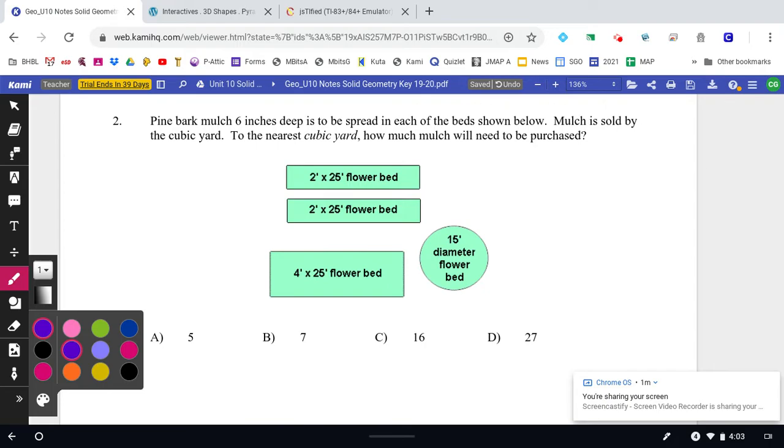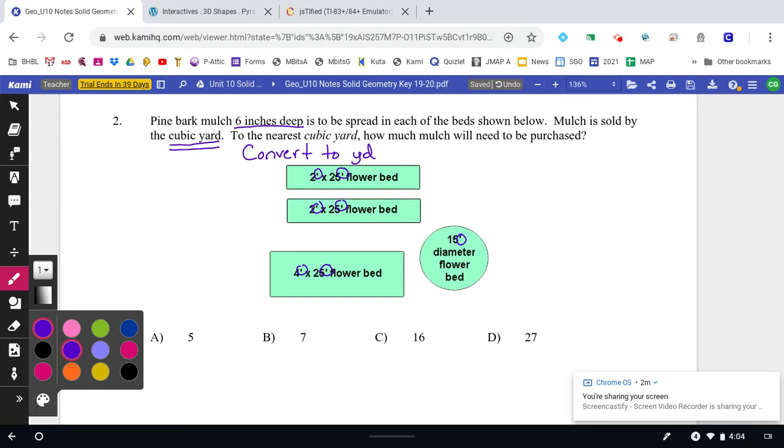All right, number 2. We have pine bark, and we want to mulch this 6 inches deep, and we're going to spread this around in each of the flower beds. But mulch is only sold by the cubic yard. So I want to know how much mulch will need to be purchased. Now notice that these measurements are all in feet. So we have feet, we have inches, we have yards. Let's convert everything to yards. It's not the only way to do the problem, but it will make it pretty easy.